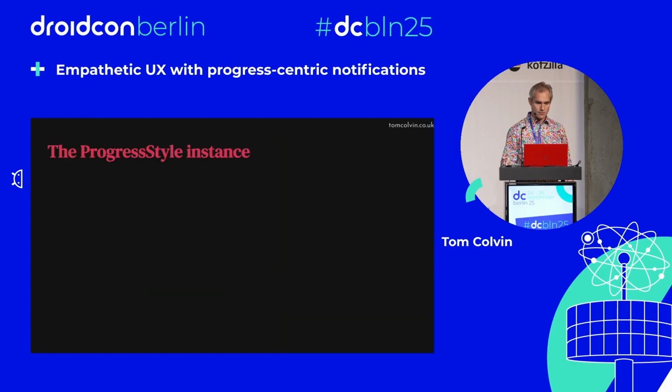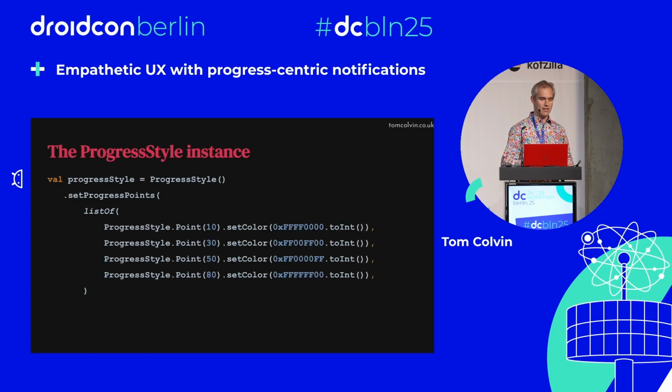And to do that, we have a progress style. It's a progress style notification. We create an instance of progress style, and we set up the progress points. Progress points are a list of those points, the places where they are, so that constructor takes an argument of where it is within the 100%, and sets a color for each one, a different color.